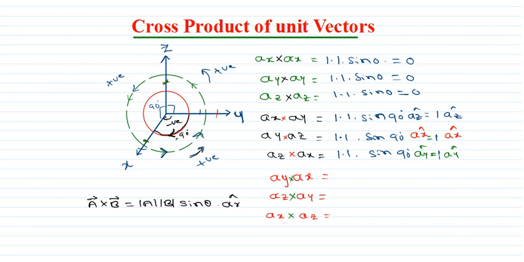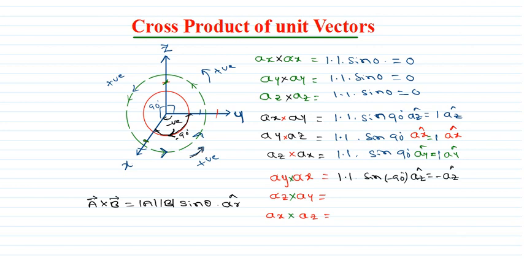When I take sine of minus theta, it is going to be minus sine theta. As a result, I can write 1 into 1 into sine of minus 90 degrees, into the unit vector perpendicular to x and y, which is going to be z. So into az. Altogether I can write it as minus az.